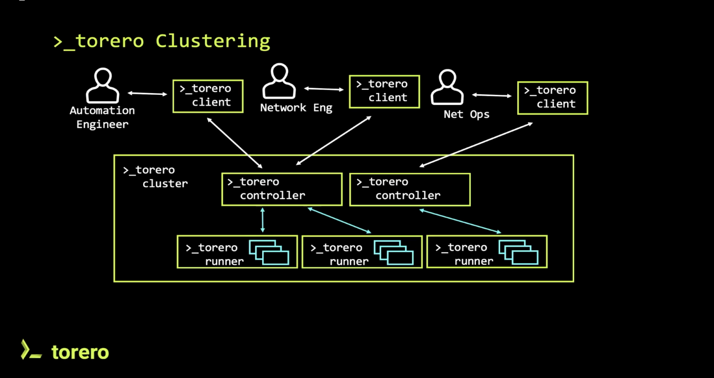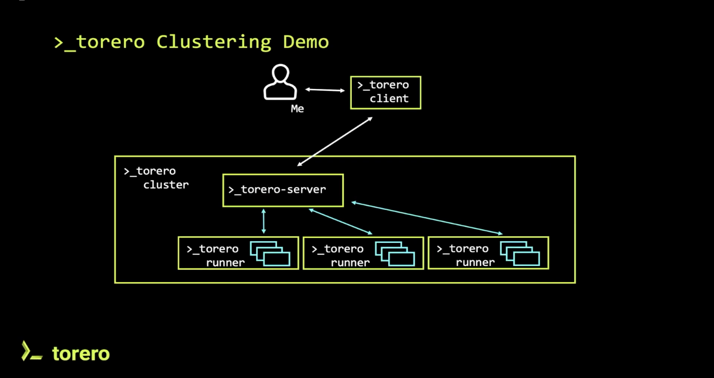Okay, let's move over to the demo and see what it's going to be. I'm going to have a Torero client. It's going to connect to a Torero server. The server is going to be the controller, and it's going to have 3 runner nodes connected and online. That way we can demo and see what happens to services as we start scaling.